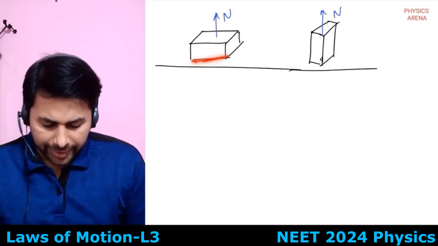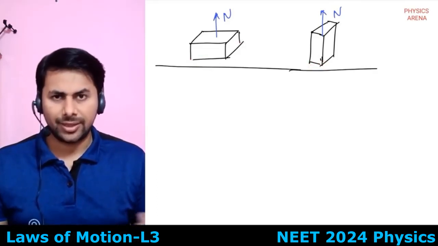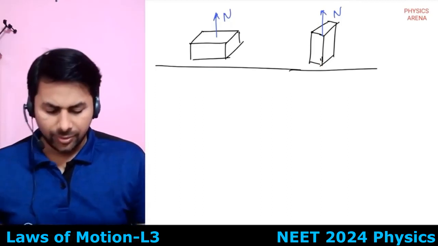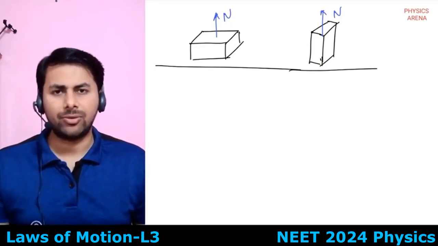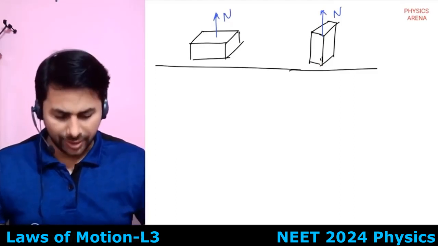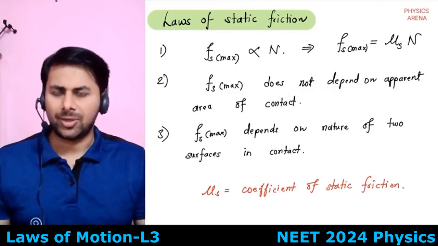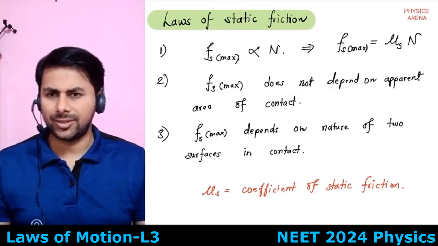So now the area of contact in the first case and second case is different, right? Area of contact is different. So the limiting value of frictional force doesn't depend on this area of contact. Okay. So it doesn't depend on the area of contact. Got it? Yes, no?